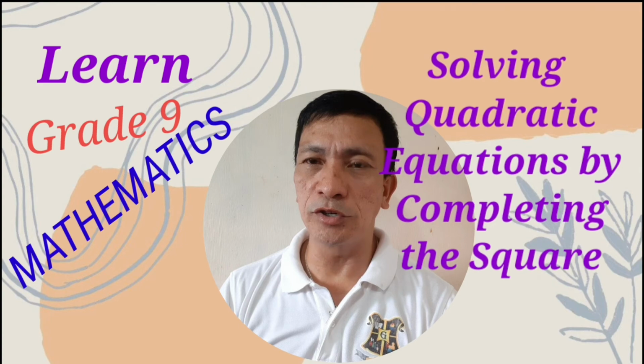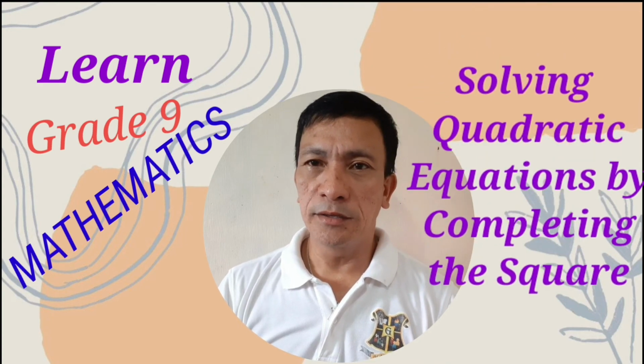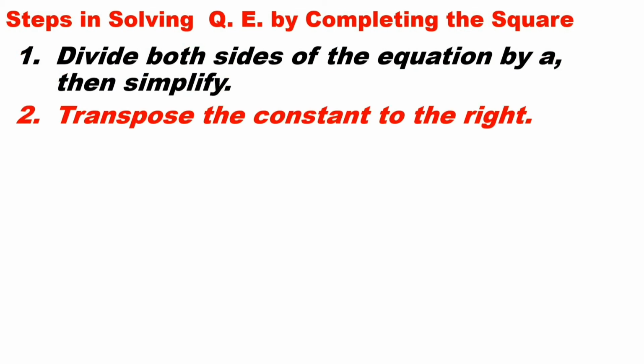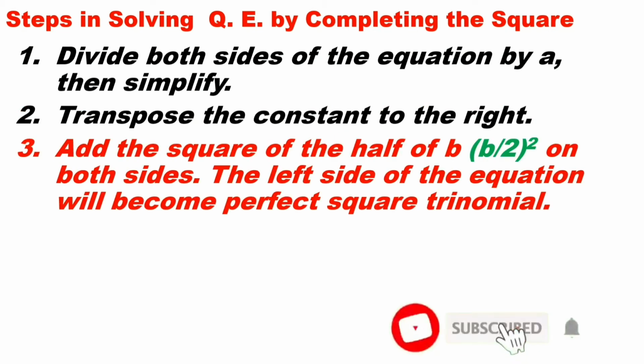Solving quadratic equations by completing the square. The following are the steps in solving quadratic equations by completing the square. Step 1. Divide both sides of the equation by a, then simplify. Step 2. Transpose the constant to the right. Step 3. Add the square of half of b, or quantity b over 2 squared, on both sides. The left side of the equation will become a perfect square trinomial.